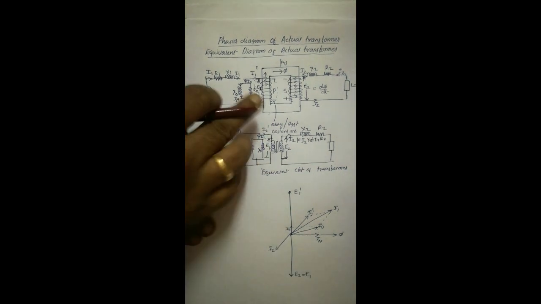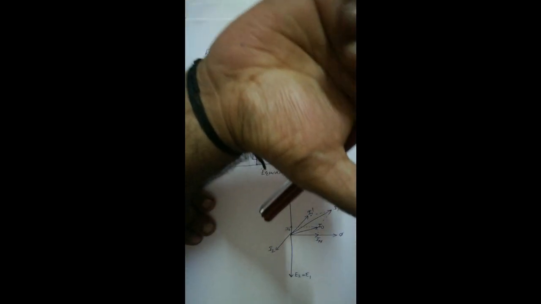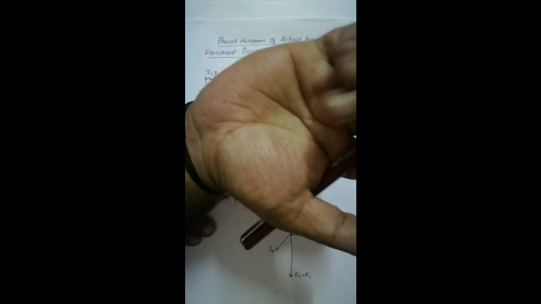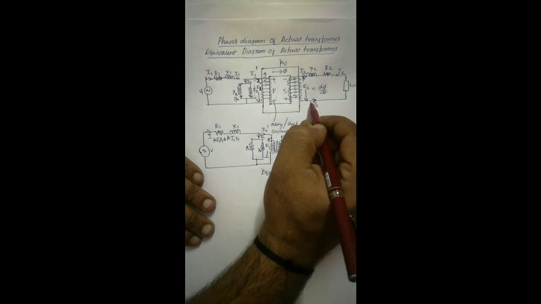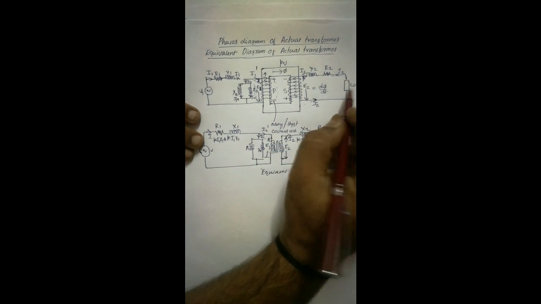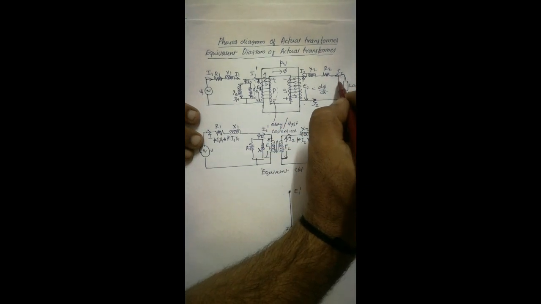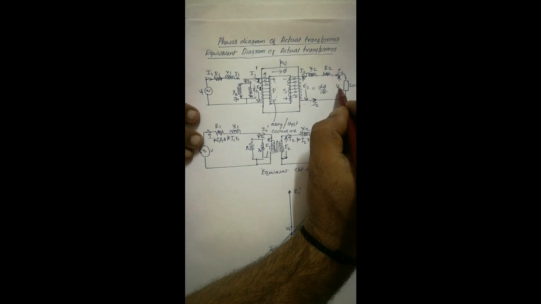This is I2, because the flux is going like this. Now the flux is going downside, then the current direction will be downside. That is, I2 is exactly opposite to I1 dash. Then we will come again back to the output voltage. This output voltage we can write as V2. Here also it is V2.